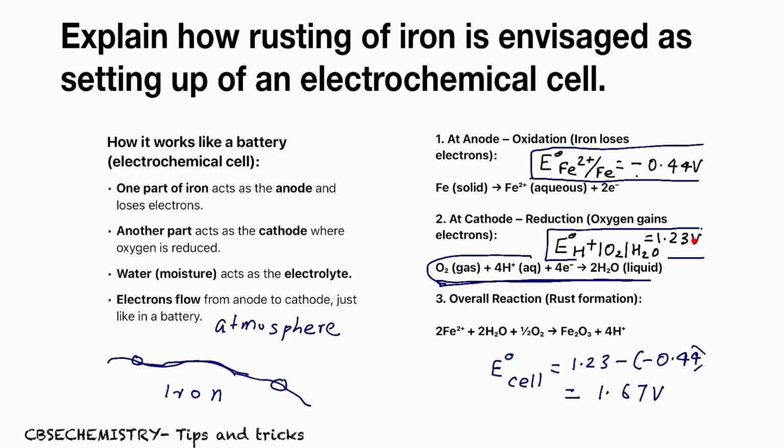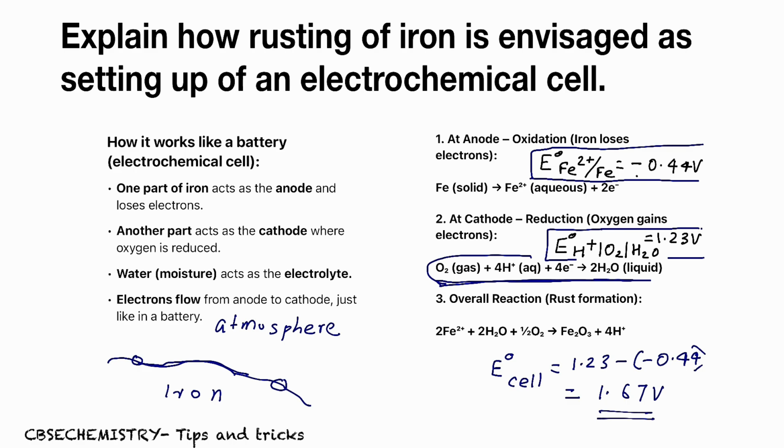1.23. Okay, now you know E0 cell. You have 2 reduction potentials here, and what is E0 cell? E0 cell is E0 cathode minus E0 anode, correct? And what is the value? Now you are getting 1.67 volt, correct, right? So the process of corrosion is actually setting up an electrochemical cell whose E0 cell value is what? 1.67 volt. Hope all of you understand.